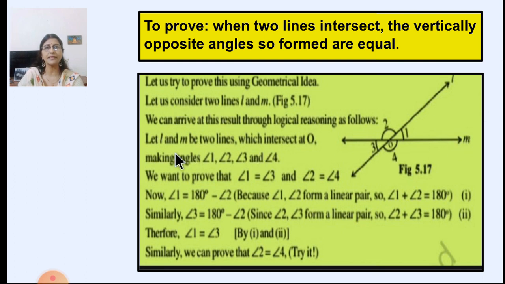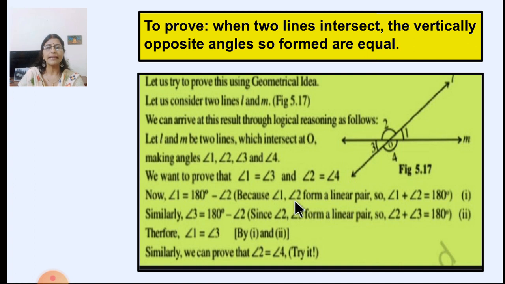Let L and M be two lines which intersect at the point O, which is the vertex, and they make angle 1, angle 2, angle 3, angle 4. You can see here angle 1, angle 2, angle 3 and angle 4. Now what do we want to prove? We want to prove that angle 1 is equal to angle 3 and angle 2 is equal to angle 4. Now how will you prove it?